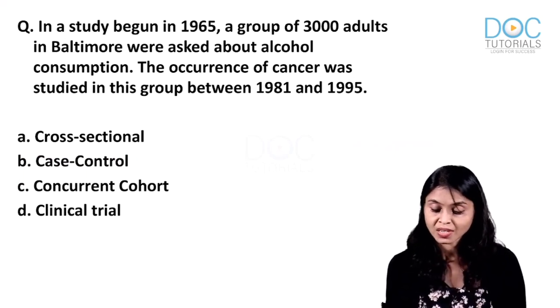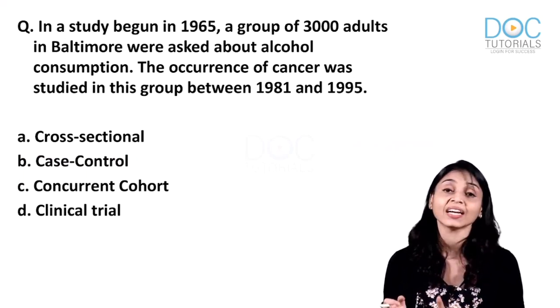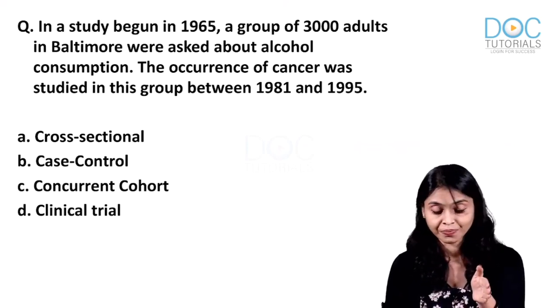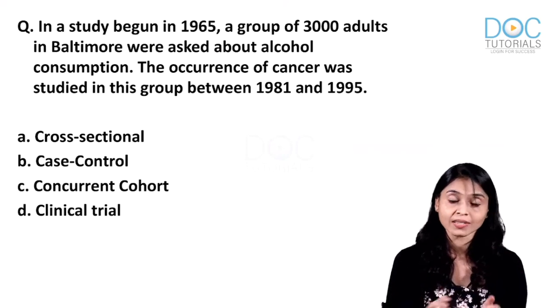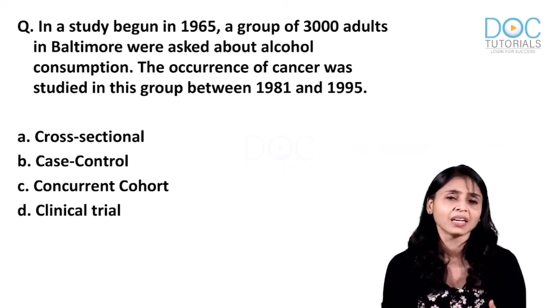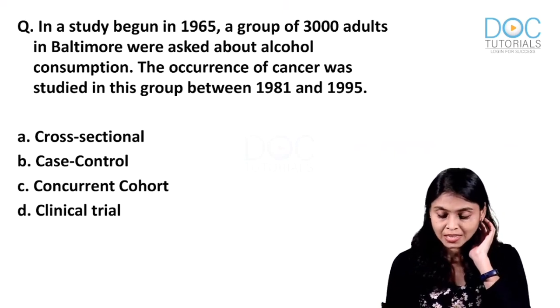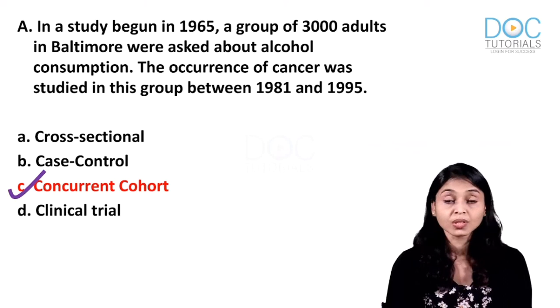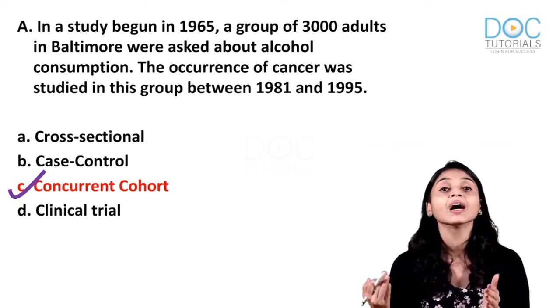The occurrence of cancer was studied in this group between 1981 and 1995. So what is it? They're starting the study in 1965 with a group of alcoholics, and they are following them into the future to see the number of cancer cases. So what is it? This is a cohort. Okay, this is a cohort study design. So this is how the questions will appear.